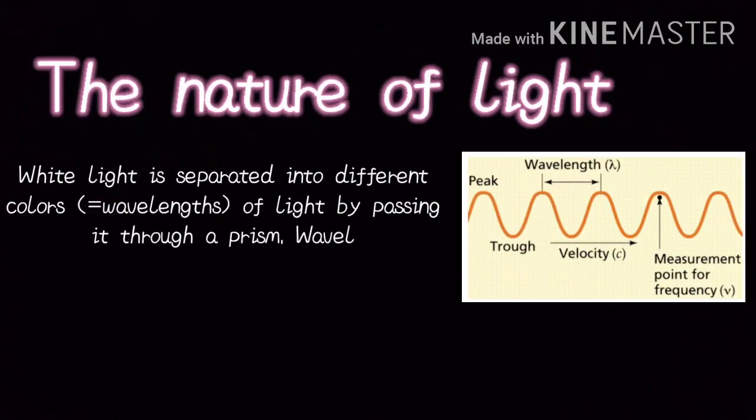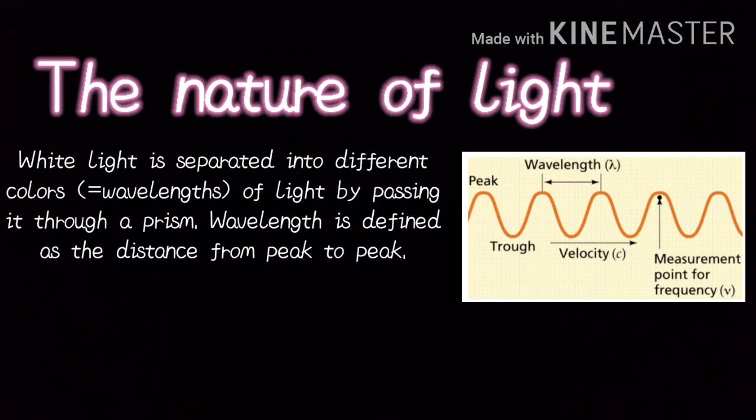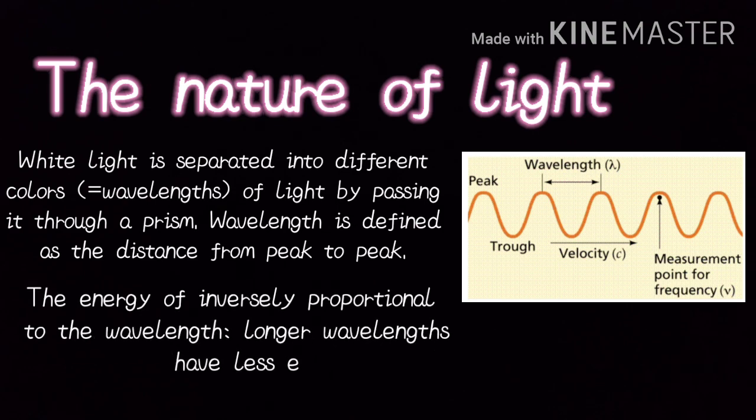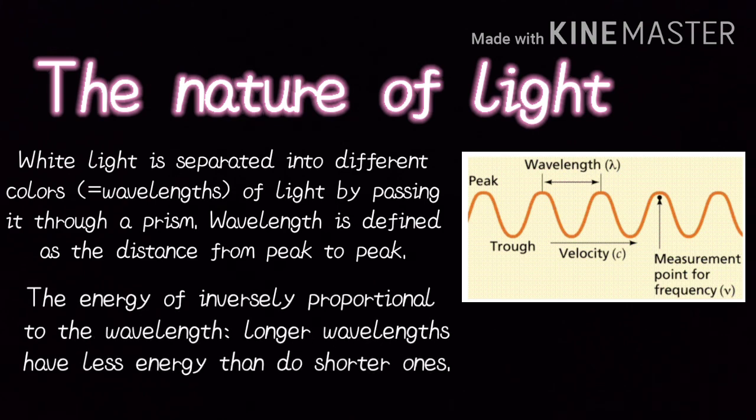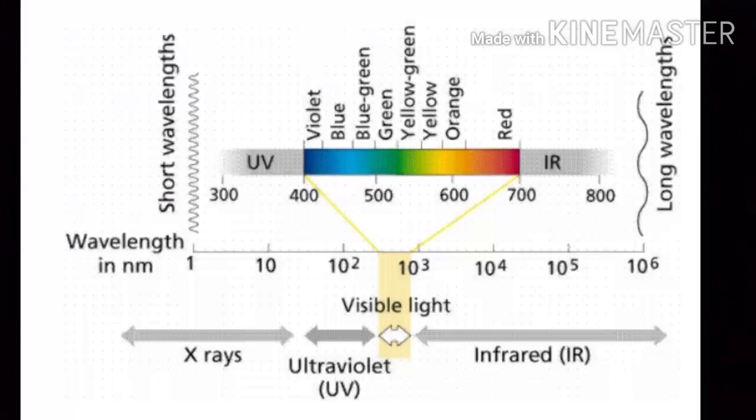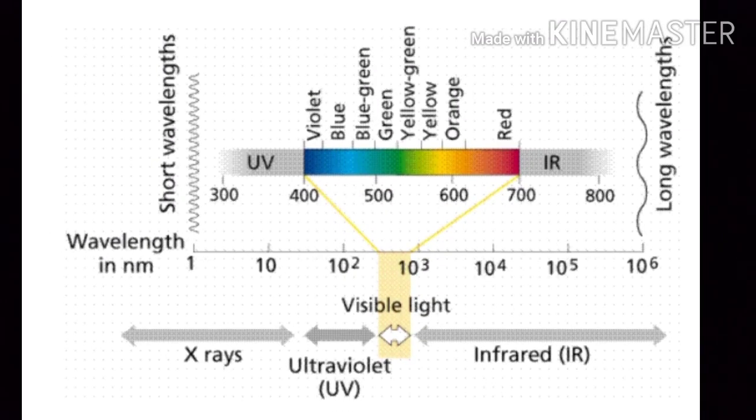Nature of light. White light is separated into the different colors of light by passing it through a prism. Wavelength is defined as the distance from peak to peak. The energy of light is inversely proportional to the wavelength. Longer wavelengths have less energy than the shorter ones. The order of colors is determined by the wavelength of light.